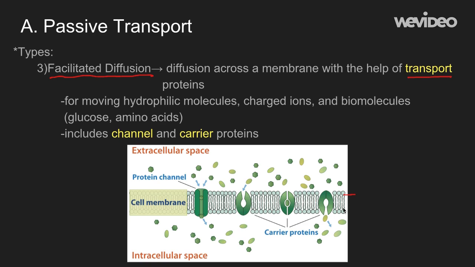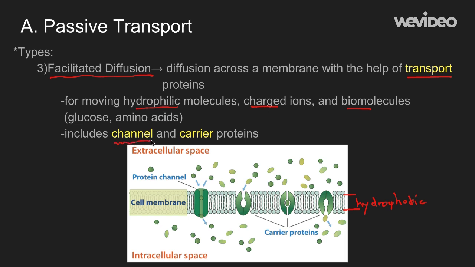Now remember, if we look down here at this membrane, this middle layer we said is hydrophobic. So non-polar molecules like O2, oxygen, and CO2 can just go in between there. Other small molecules that are charged or hydrophilic, and some biomolecules like glucose and amino acids that our cell needs to get in or out, cannot go in between through that hydrophobic region. So facilitated means they need a little help. They need an opening to get through.